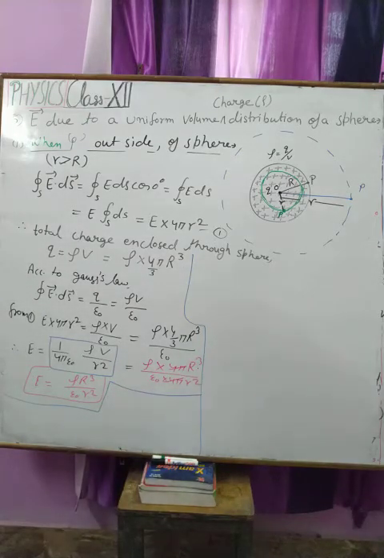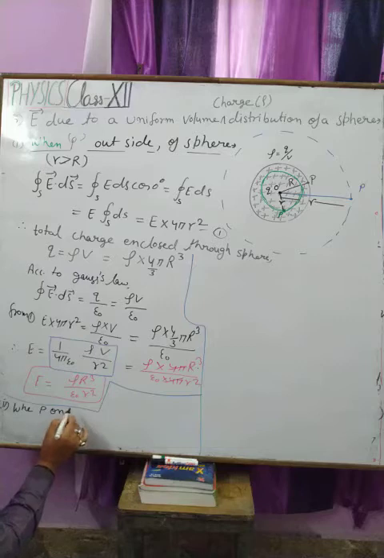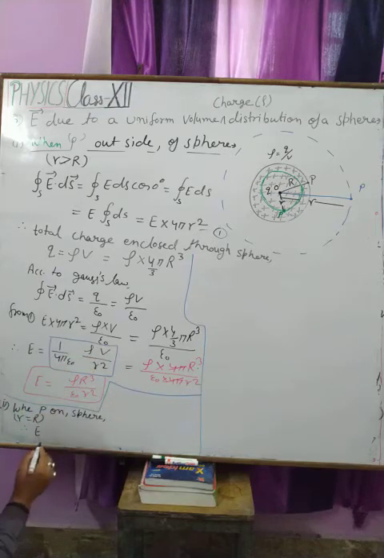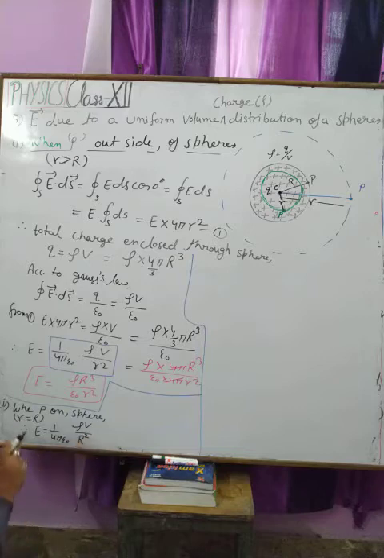on the surface. So student, second point is when P is on the sphere, we are getting this r is equal to capital R. Therefore electric field we calculate as same, that is 1 upon 4 pi epsilon naught rho v upon r square, because the value of small r is equal to capital R.